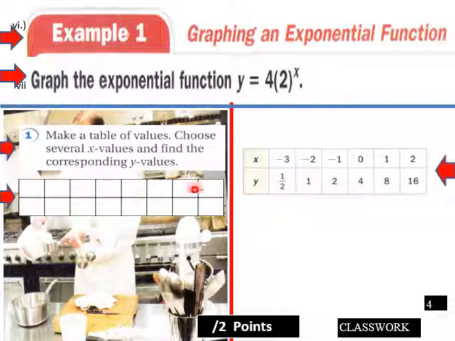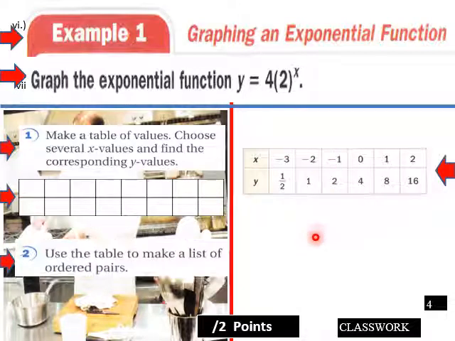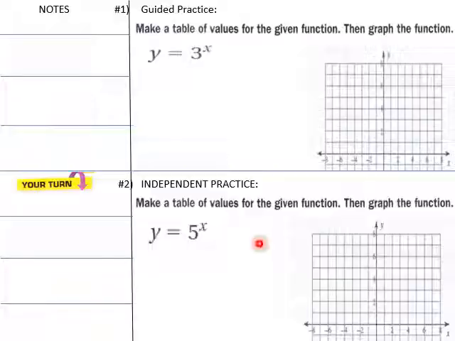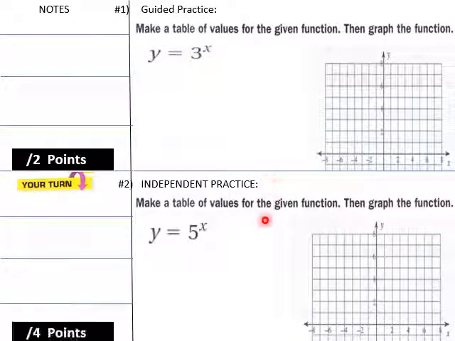So you fill in your table here with these values, and then what do we do? Use the table to make a list of ordered pairs. So from here: negative 3, 1/2; negative 2, 1; negative 1, 2; and then 0, 4; 1, 8; etc. So you make a list of ordered pairs here. Now you're prepared to make a graph from that.